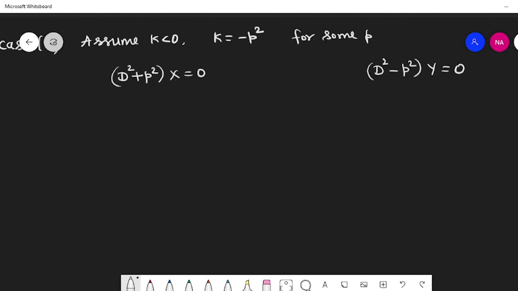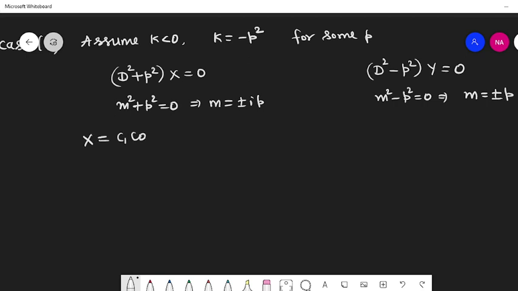So we get m squared plus p squared equals 0 as the auxiliary equation. From that m equals plus or minus ip, and here m squared minus p squared equals 0. From that m equals plus or minus p. So here capital X equals c1 cos px plus c2 sin px, capital Y equals c3 e power py plus c4 e power minus py.